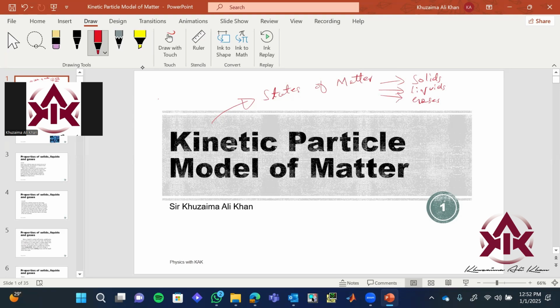How is the kinetic model of matter for solids? How are the particles arranged? What is the spacing? Can they be compressed? And so on. Then we will talk about some laws, some relations, which will include what?